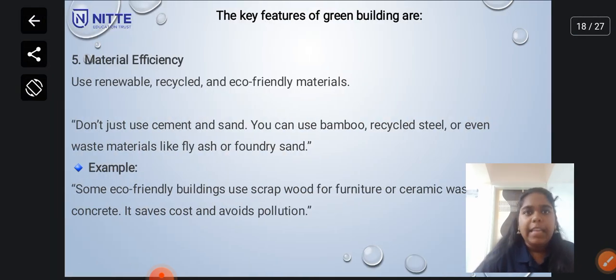Fifth one is material efficiency. We have to use renewable, recycled, and eco-friendly materials. There are a lot of alternatives for cement and sand. Like you can use bamboo, recycled steel, and some green materials which I have mentioned before. For example, some eco-friendly buildings use scrap wood for furniture or ceramic waste. It saves cost and also avoids pollution.